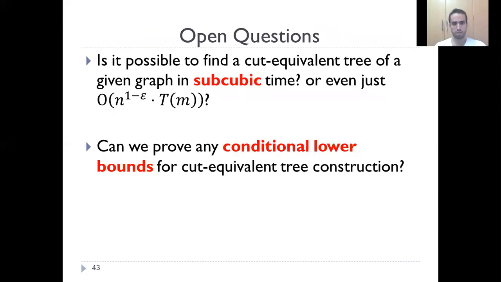Now the open questions are, first, is it possible to find a cut equivalent tree of a given graph in subcubic time, or even just slightly less than n applications of maximum flow? Second question is whether we can prove any conditional lower bounds for the construction of cut equivalent trees.